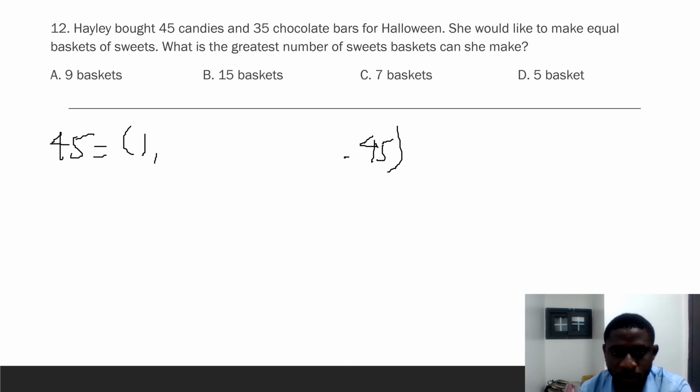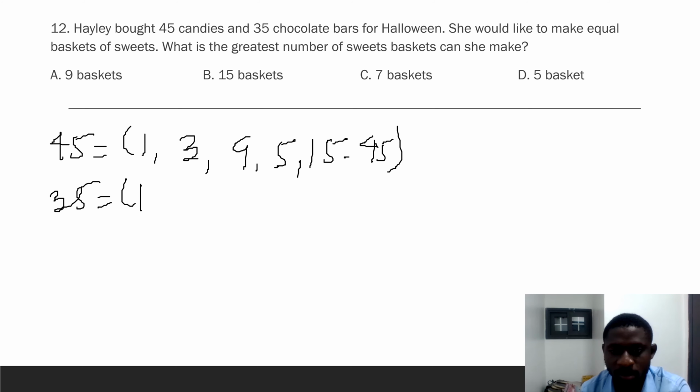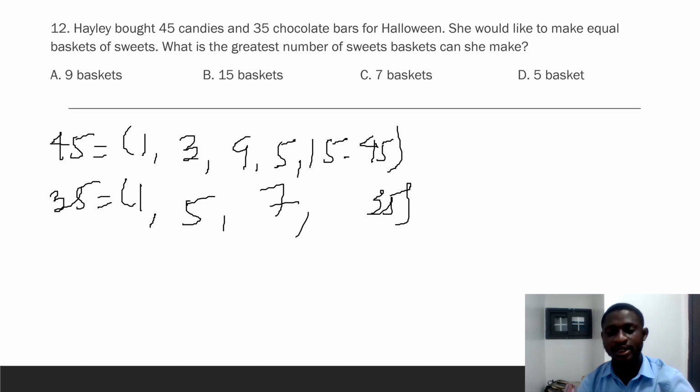2, no, we have 3 and 15. We have 9 and 5. Now, factors of 35. We have 1 and 35 itself. We have 3, no, 4, no, 5. We have 5 and then 7. So I think that's all.